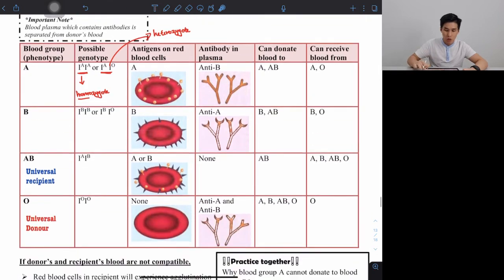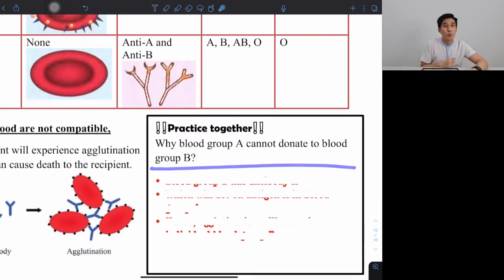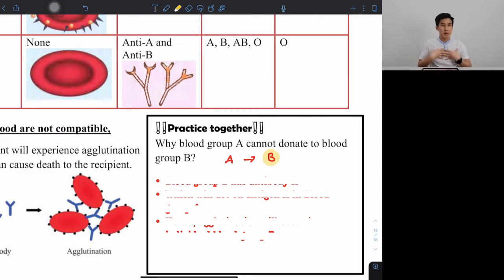So here comes the most common question: why can blood group A not donate to B? Whenever you see this kind of question, about who can or cannot donate to whom, you can always try to picture this: A donates to B right now. Always look from the recipient's perspective. Does this recipient have the antibody to attack this person's blood or not?